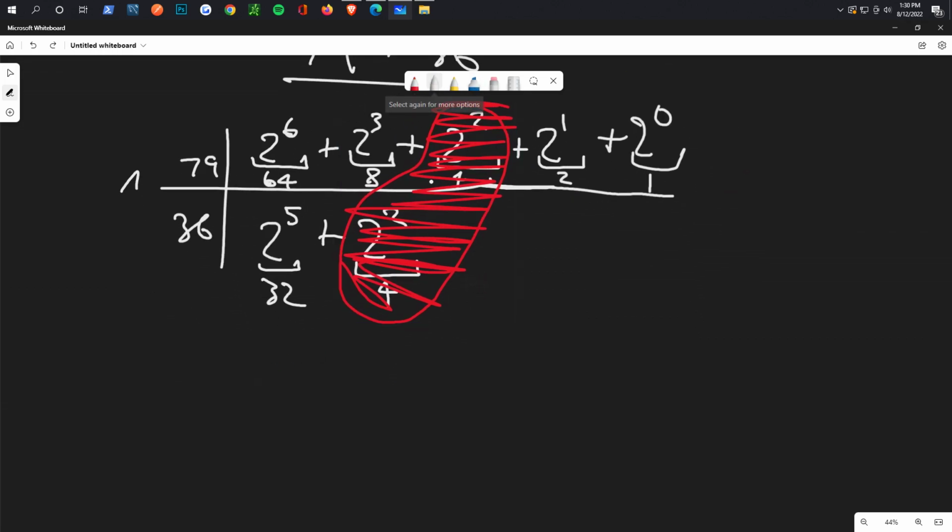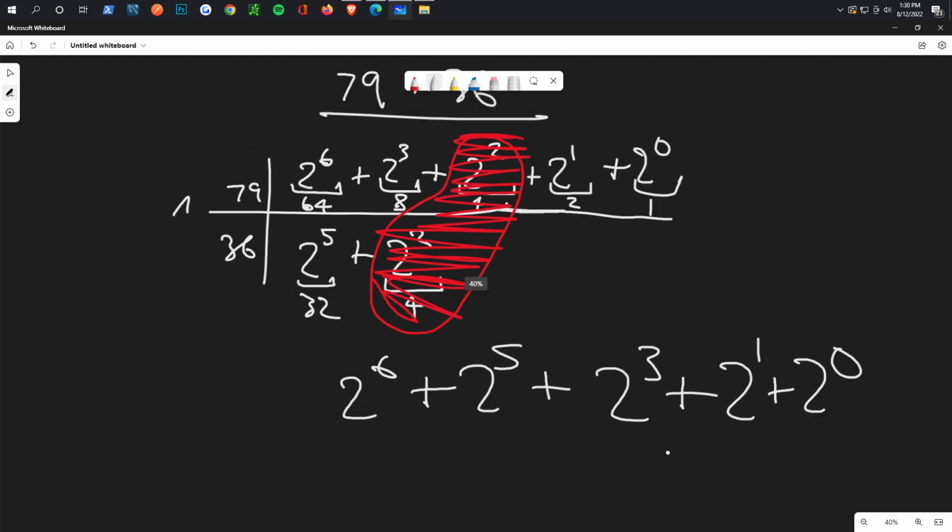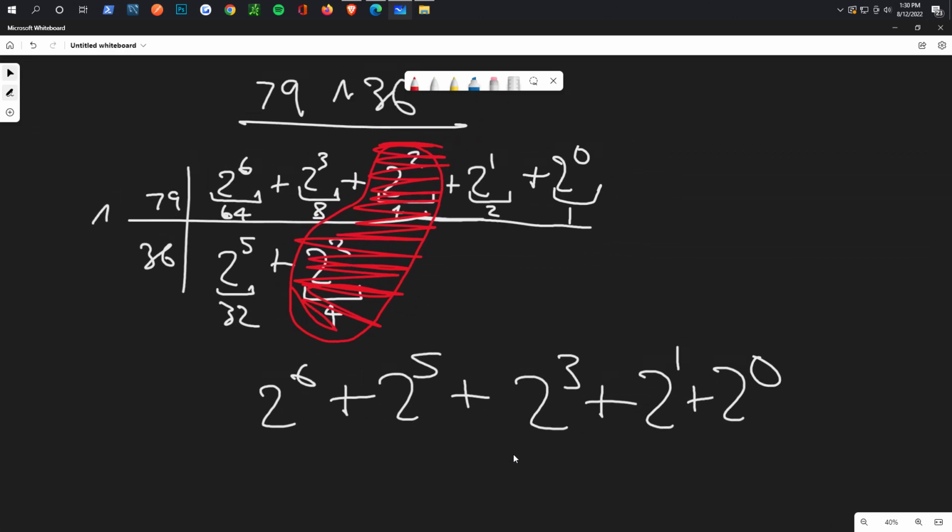So then we're gonna have 64, so 2 to the 6, 2 to the 5, plus 2 to the 3, plus 2 to the 1, plus 2 to the 0. So even for these right here, there's an easy way to calculate this. You don't have to do the math out yourself.